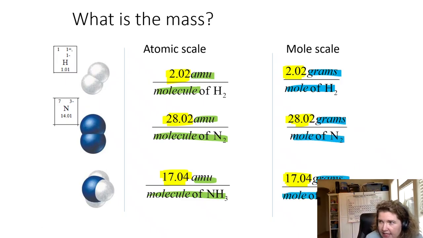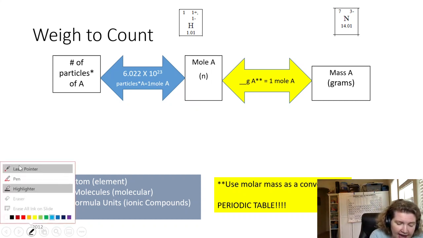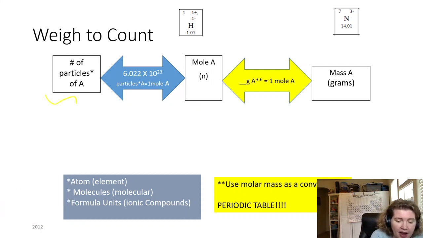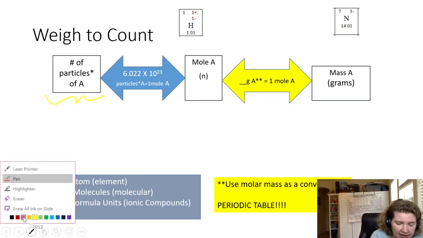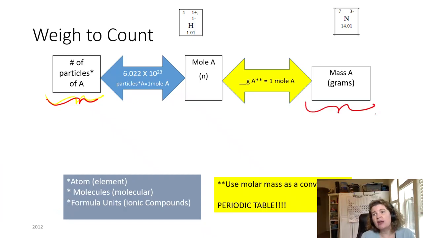Okay, so let's take a look again at this idea of a bridge. Here are my two sides of the bridge, things that I have. I might know how many particles I have. I might know how many grams I have. And I can go in between these if I have a concept of moles.